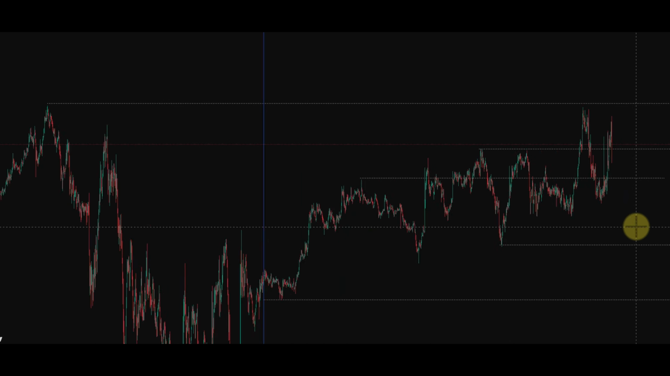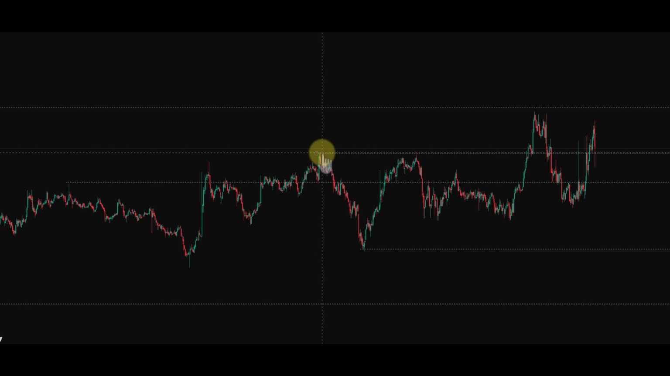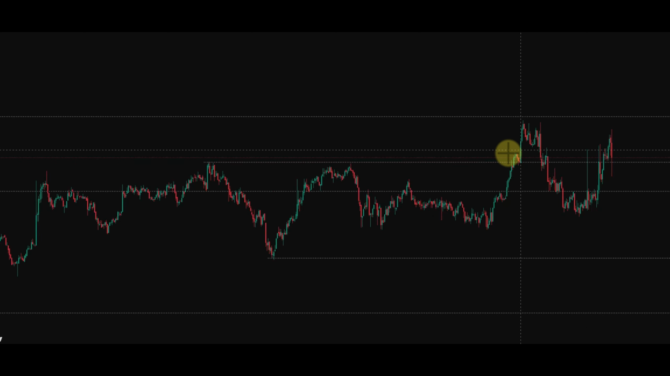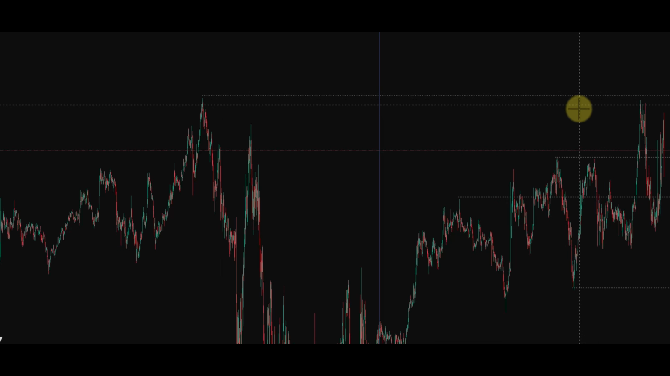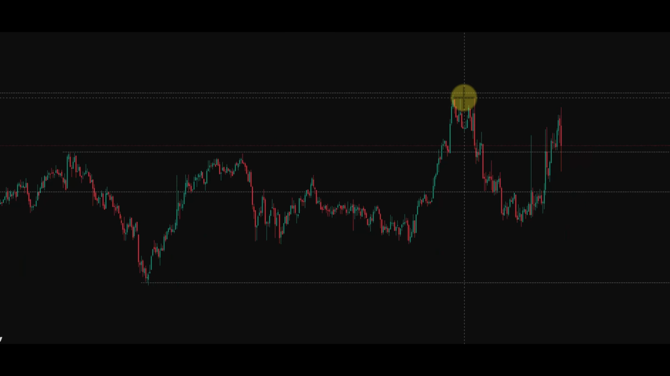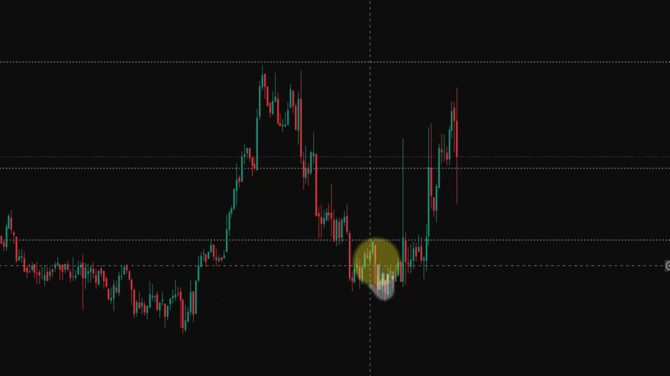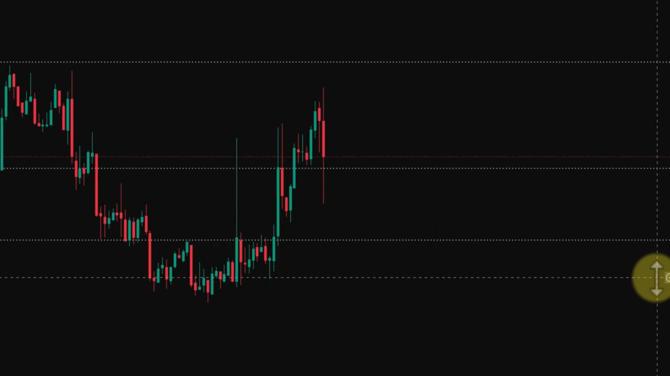So what do we see happen? What we see at 8 a.m., we see a breakup and a sweep of London's high right here. And then we get a rejection at previous daily high. Actually, did that touch it? Let's actually put that right on there. No, it didn't. So we get a rejection at previous daily high, comes down, higher low, and then we make a lower high. Okay.